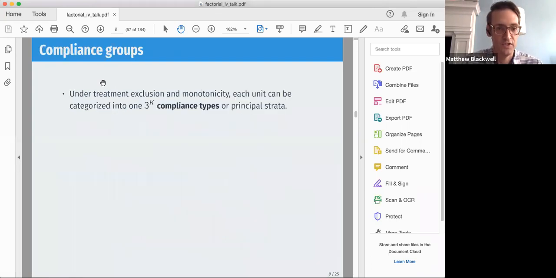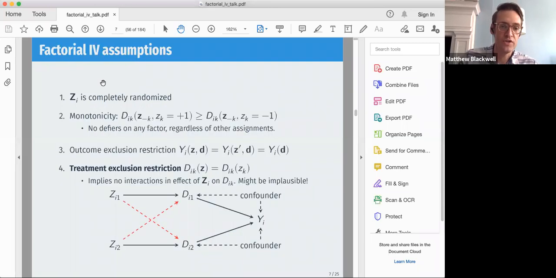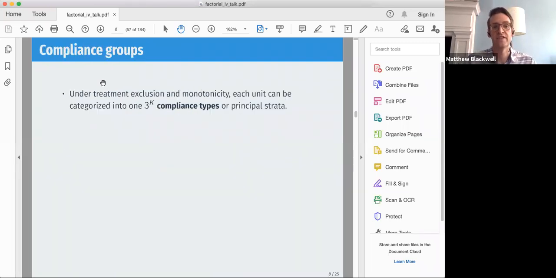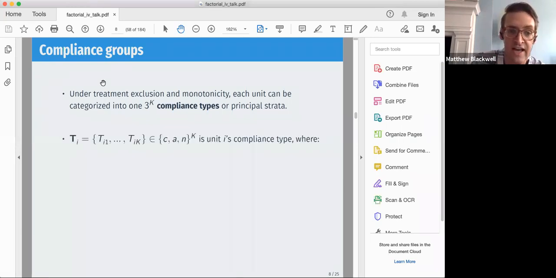Okay. And so under all of these assumptions together, what you end up with is that every unit can be categorized into a bunch of different compliance types or principal strata. And in this case, they're not just 3; there are 3 to the K.